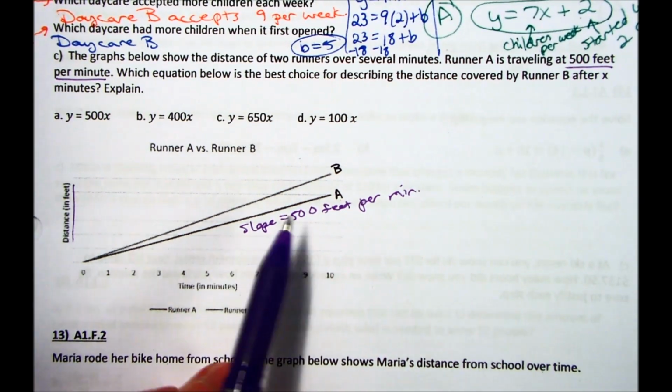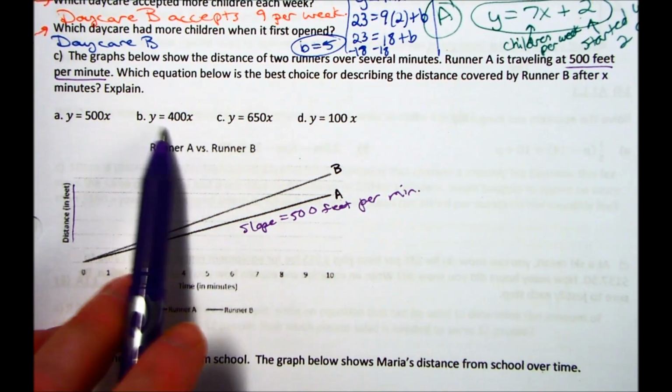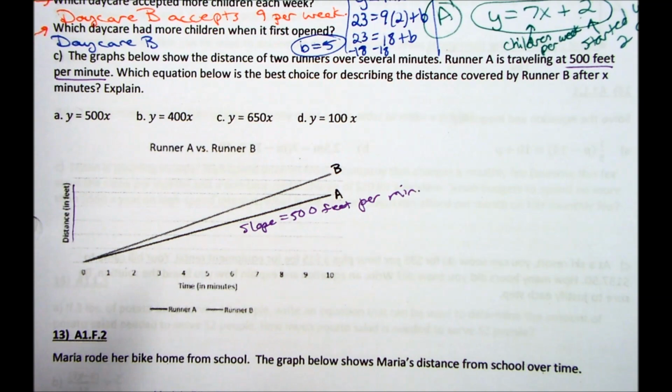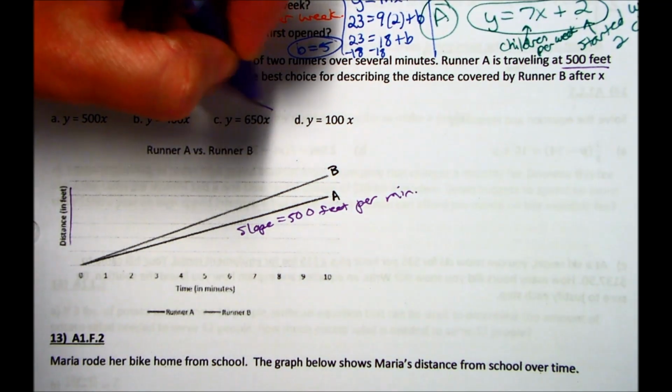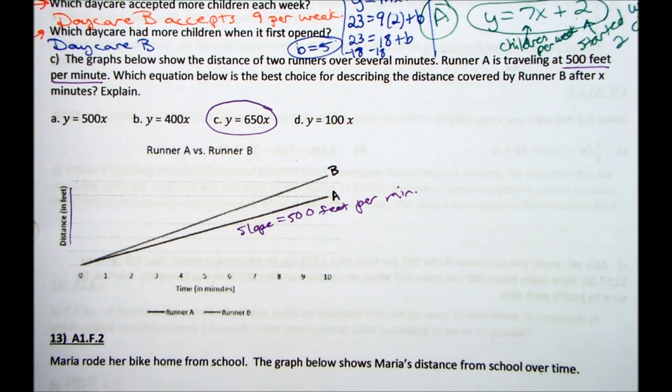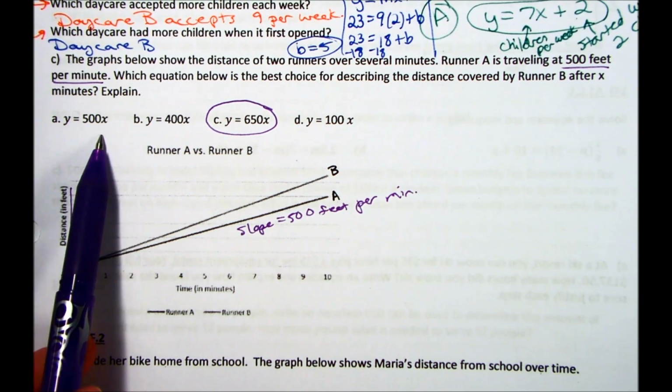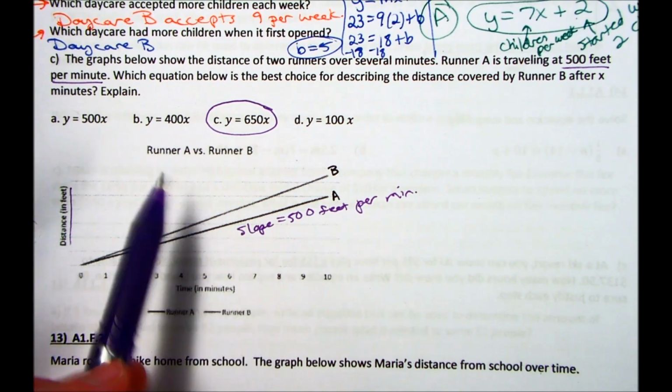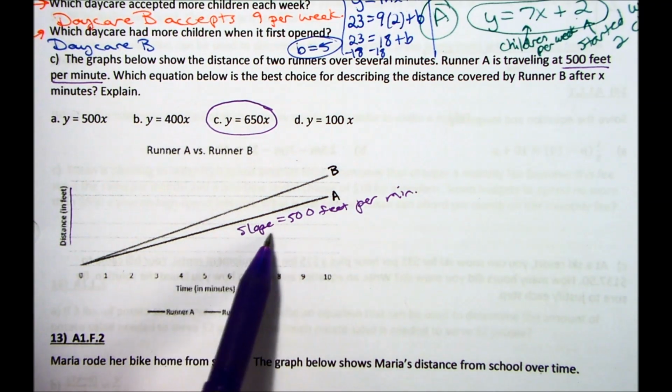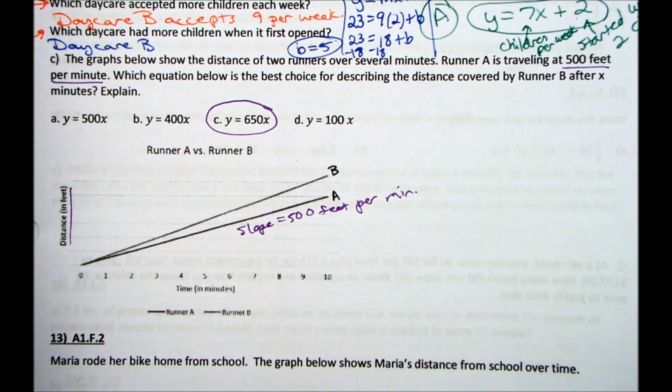Well, if you compare the slope for runner A with the slopes of these equations, the only equation that has a slope that's bigger than 500 is option C. So it would have to be the 650x, because that's the only one that has a steeper slope. It's not going to be the same. It's not going to be less than. Your slope has to be greater than the slope for runner A. All right, so that's that one.